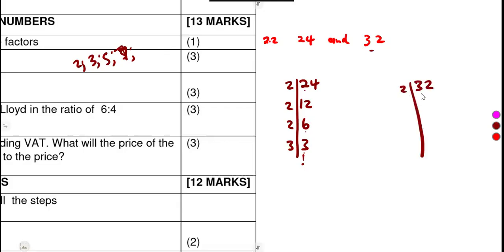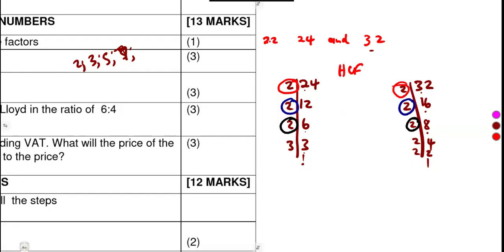So 32 divided by 2, that's 16. 2 again, 16 by 2, that's 8. By 2, that's 4. By 2, that's 2. By 2, that's 1. So as we can see, we can find the highest common factor by looking at these: 2 here is common. We can also move on to this, 2 here is common. We can also move to this one, 2 here is common. So the HCF will be 2 times 2 times 2, which is 8.